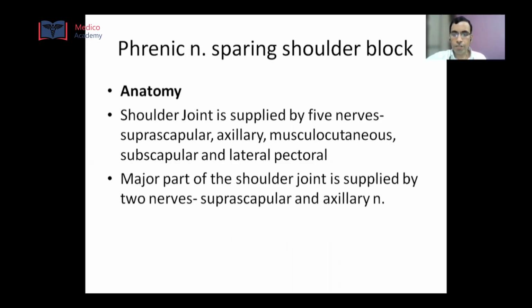First of all, we'll discuss the relevant anatomy. The shoulder joint is supplied by 5 nerves: the suprascapular nerve, the axillary nerve, the musculocutaneous nerve, the subscapular nerve, and the lateral pectoral nerves. The major part of the shoulder joint is supplied by 2 nerves, the suprascapular nerve and the axillary nerve.